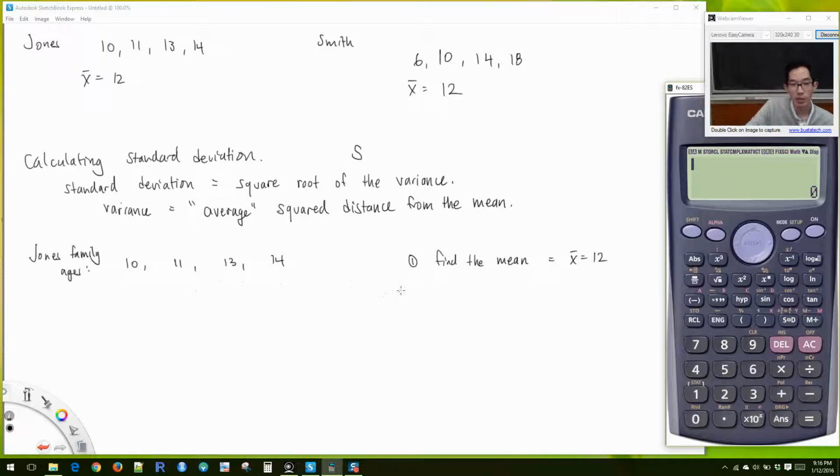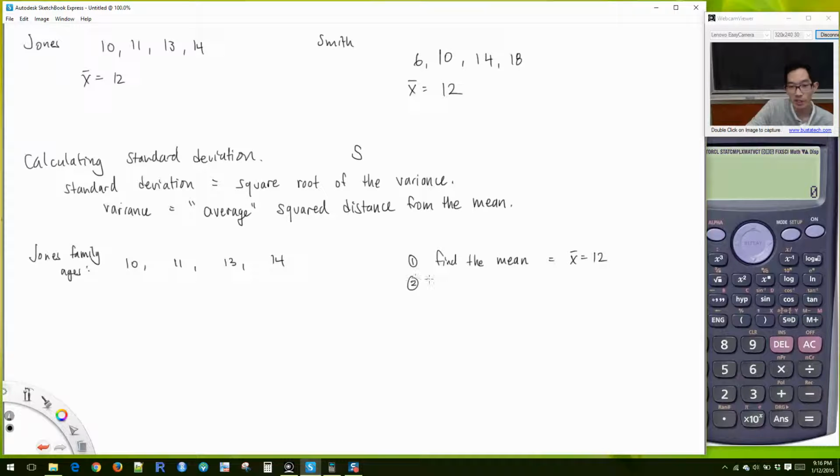Now we're going to find the distances from the mean. I'm going to do that on the next line here. How far is 10 from the mean of 12? It's 2 away, so the distance is 2. How far is 11 from 12? 1 away. How far is 13 from 12? 1. And how far is 14 from 12? 2. So these are the distances from the mean. Essentially, all I did was subtract the mean from each value.